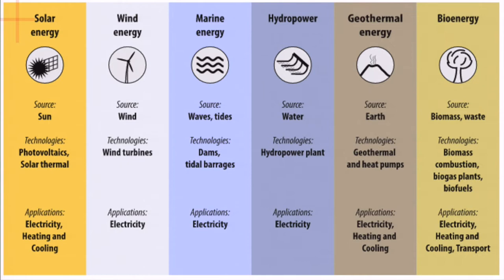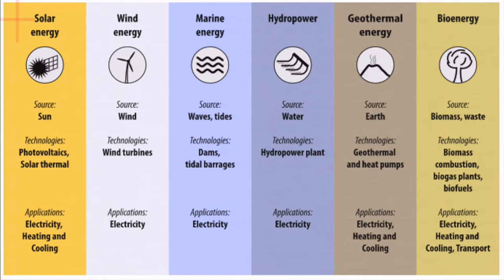The various types of renewable energy sources are solar, wind, marine, hydro, geothermal, bioenergy. If it is solar, the source is sun. If it is wind, the source is wind. Marine energy is obtained from waves and tides. Hydropower is obtained from water. Geothermal is obtained from the earth. And bioenergy is obtained from biomass and waste.